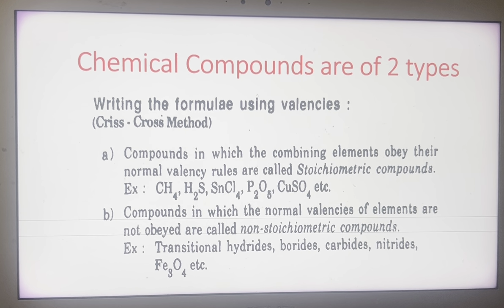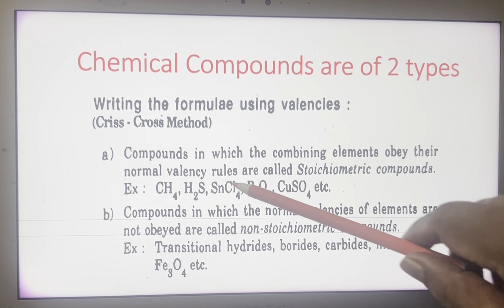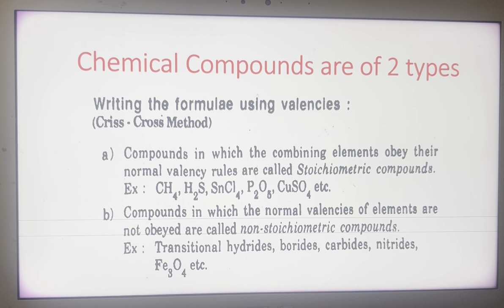Chemical compounds are of two types. One is stoichiometric compounds, another is non-stoichiometric compounds. Stoichiometric compounds means which follow valency rules. Valency means it's the combining capacity of an atom in a molecule.